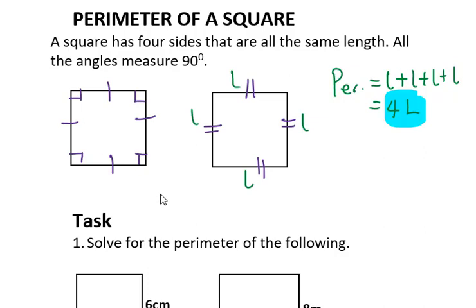So that's just simple. The perimeter is equal to 4 times the length of a square, or you can just add all the values together and you get the perimeter.